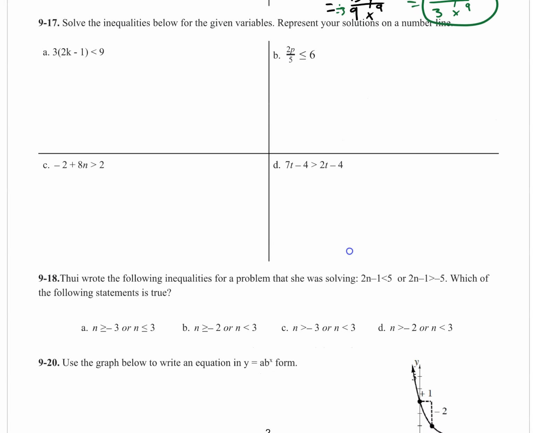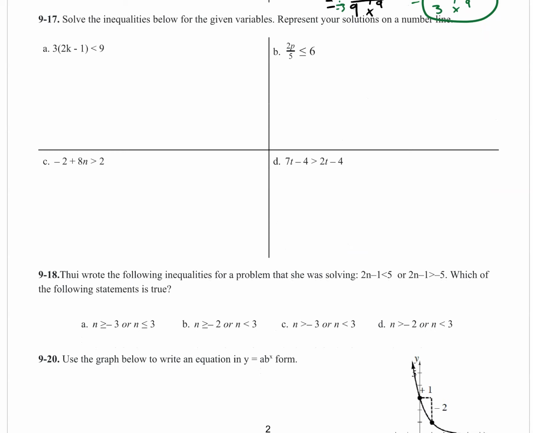Number 17. Solve the inequalities below for the given variables. Represent your solutions on the number line. Let's start with A. Distribute the 3 to get 6k minus 3 less than 9. Add 3 to both sides to get 6k less than 12, and then isolate k, so divide both sides by 6, and k is less than 2.